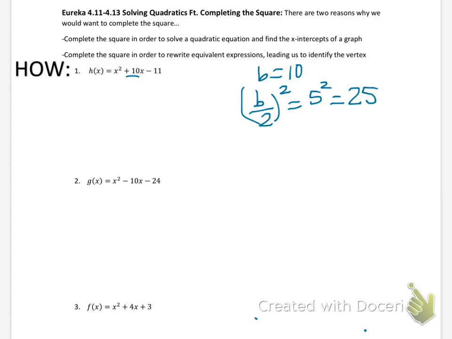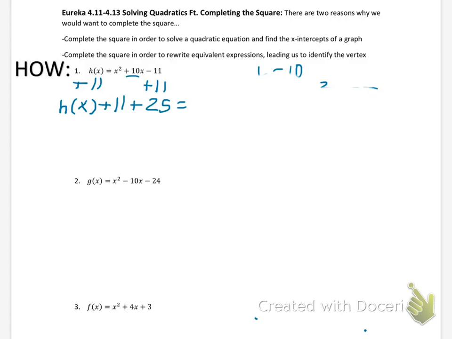And I basically am going to want to add 25 to both sides. But the first thing I want to do is get rid of this 11. So I'm going to add 11 to both sides. And then I'll get h of x plus 11. And then since I'm adding 25 to one side, I've got to add 25 to the other side. Let me erase some of this to give me some room. I have x squared plus 10x plus 25. Okay?